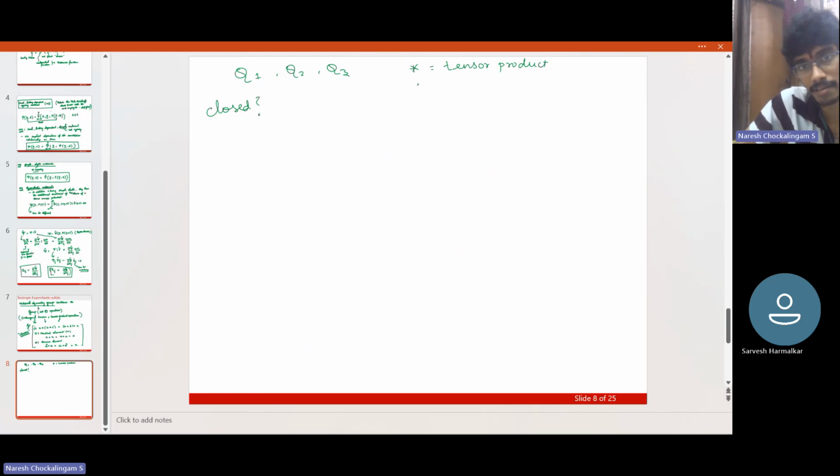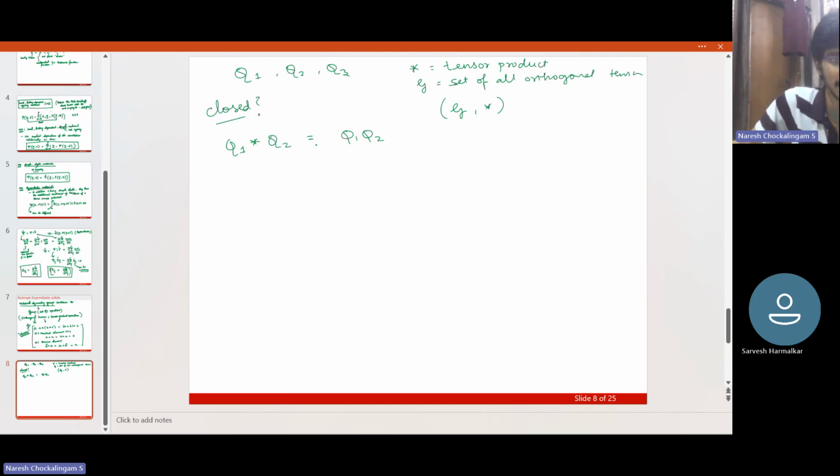And the set G is the set of all orthogonal tensors. Now look at the group (G, star). Is this group closed? Let us say Q1 star Q2. What is it? It is just Q1 Q2. If it is orthogonal, what is the condition? The condition for orthogonality, let us call this one Q3.